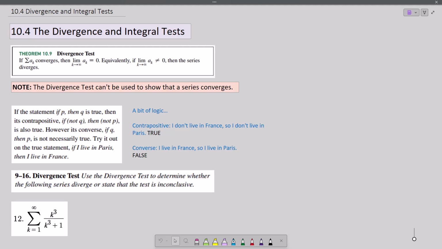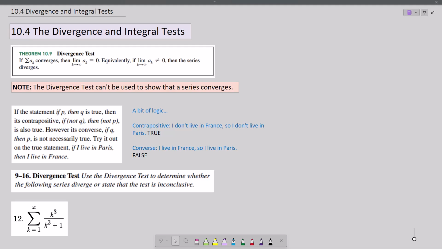Equivalently, if the limit of a sub k is not 0, the series has to diverge. If the limit of a sub k is 1, then in the tail of the series, it's like you are adding 1 plus 1 plus 1 plus 1 forever. It's got to diverge. The only way an infinite sum can converge is if the terms go to 0 fast. If the terms don't go to 0 fast, it's like blowing up a balloon, eventually it's going to pop. The terms have to go to 0. If they don't go to 0, the series diverges.